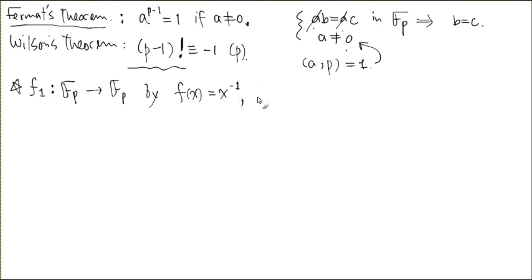So we have to define it like this. If x is non-zero, then we define it as x inverse. And if x is 0, then f of 0 is just an isolated case, 0. So there we have this function defined.